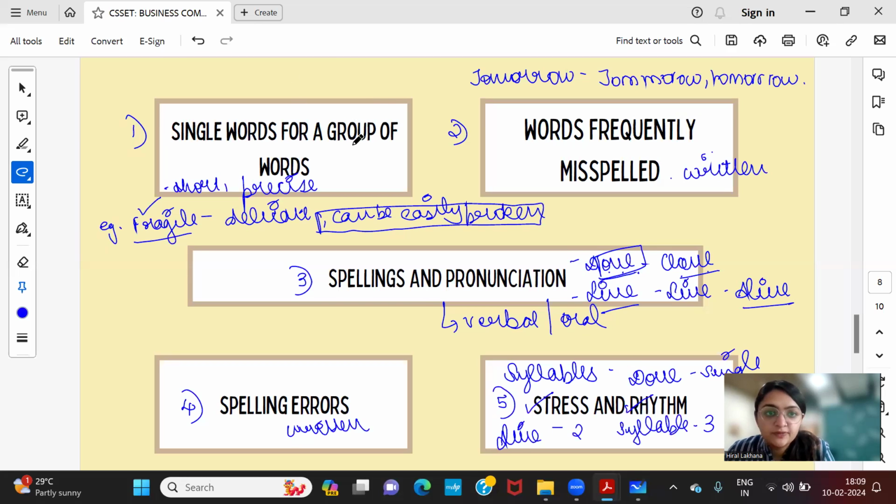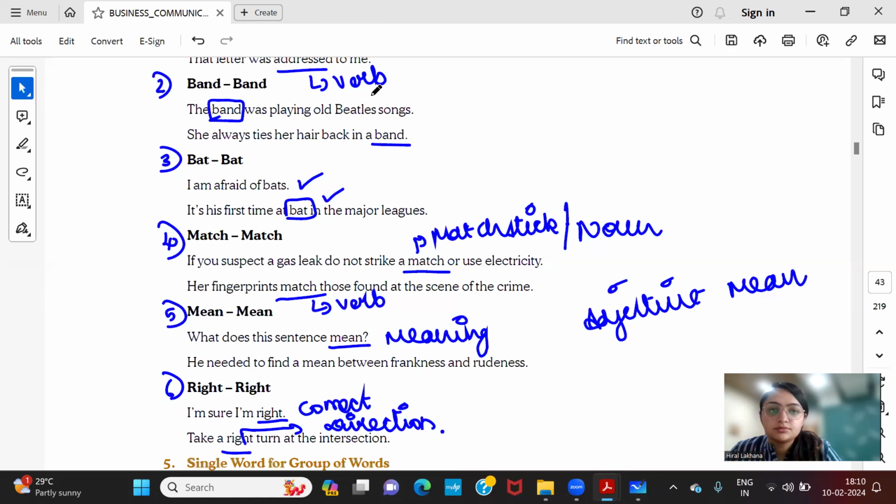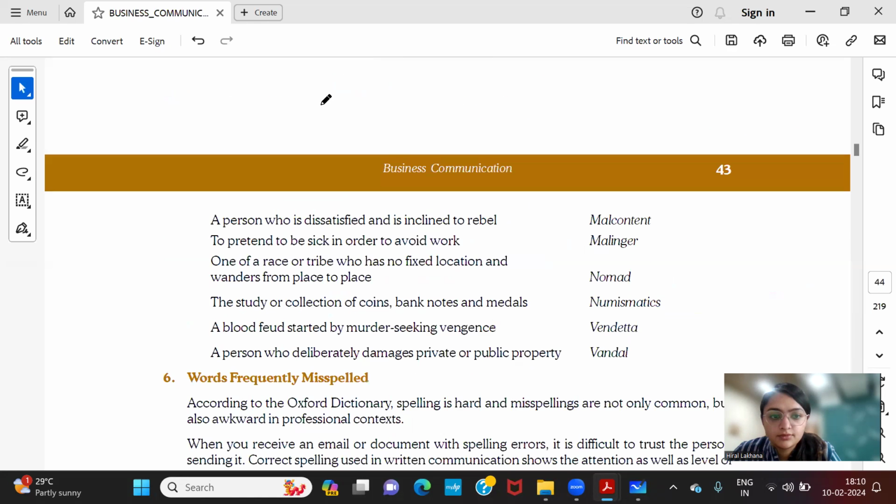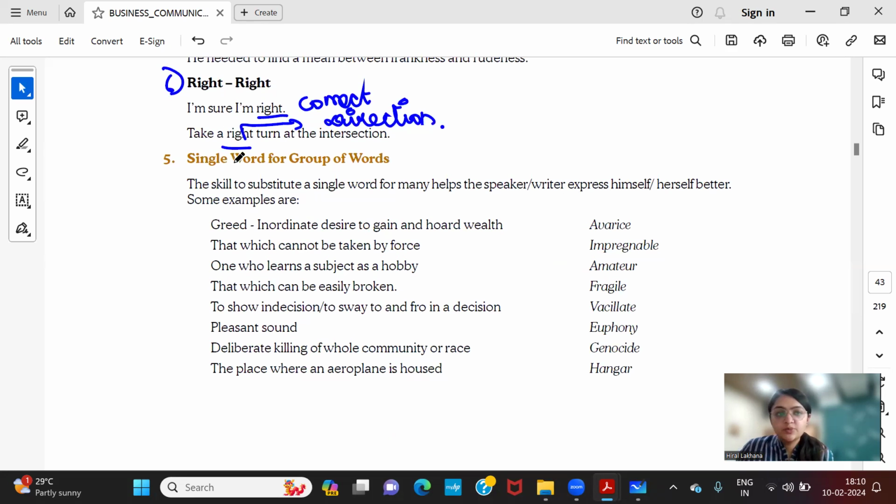Now, to understand each of these topics deeply, let's quickly go back to our module for more examples. So yes, the first one was a single word for a group of words, where we took the example of fragile. Let's see a few more examples.